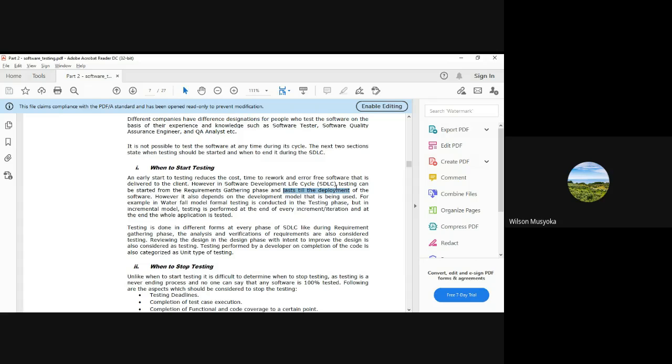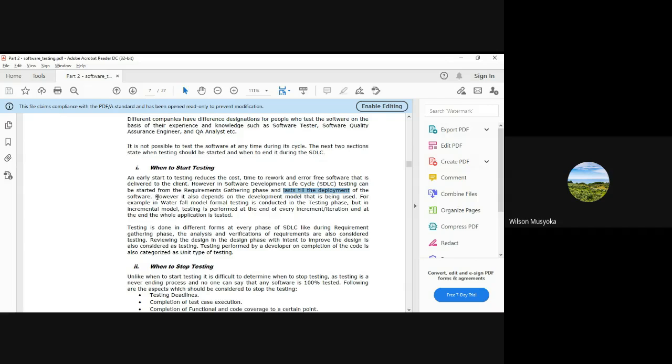So testing begins from that moment when we have started collecting requirements, and it will last till you have deployed the software. Deployment of the software is handing it over to the user and commissioning it for use, or training the user on how to use it, and also making sure that it has started working. That is what we mean by deployment.